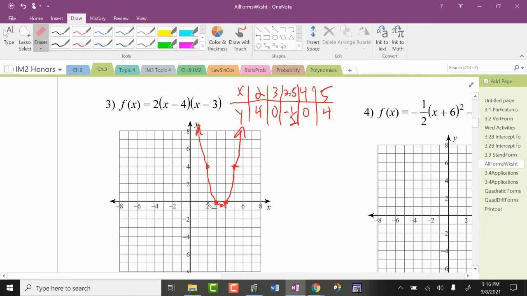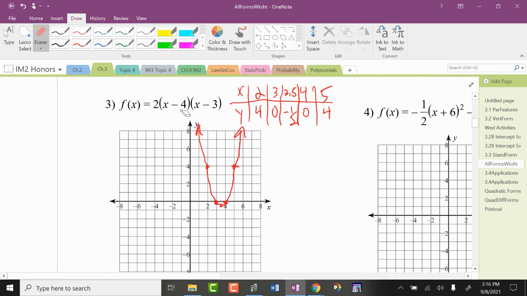And then I just picked 2. So one more over here. Plugged in 2 minus 4 is -2. 2 minus 3 is -1. -2 times -1 is 2. 2 times 2 is 4, doing order of operations. Boom. Same thing with 5, 1 away from 4, because we do have that symmetry again.